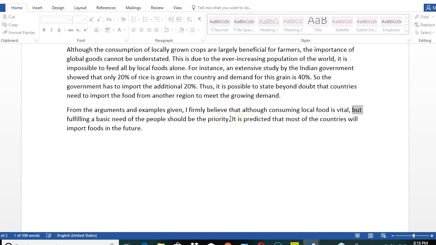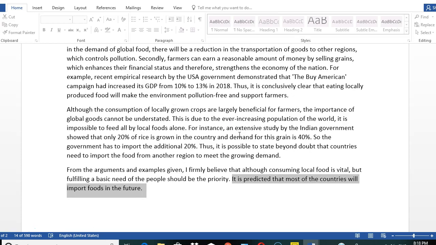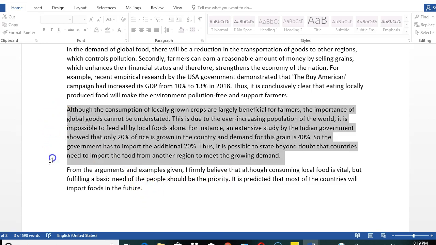Great vocabulary. It is predicted that most of the countries will import foods in the future. It is predicted by whom and how? Your essay does not really predict that. It does not offer any facts to say that this should be the situation. So please avoid formulations that would be way too categorical. You can say it may be predicted that most of the countries will import foods in the future because, and you use an argument based on this paragraph.